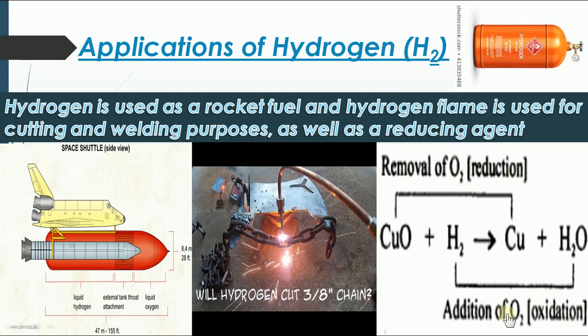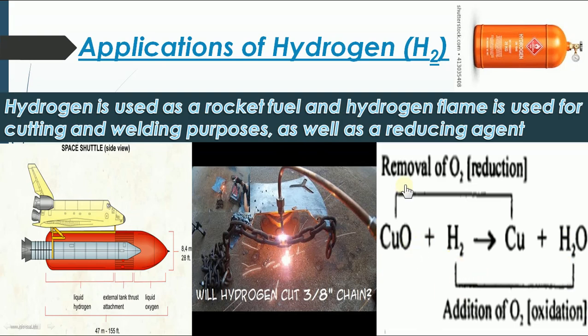Okay, let us see. Addition of oxygen is called oxidation. Very simple definition. Addition of oxygen. You could see in this equation, copper oxide reacts with hydrogen gas to give copper plus water. So in this, oxygen is added to hydrogen. So it is an oxidation reaction.